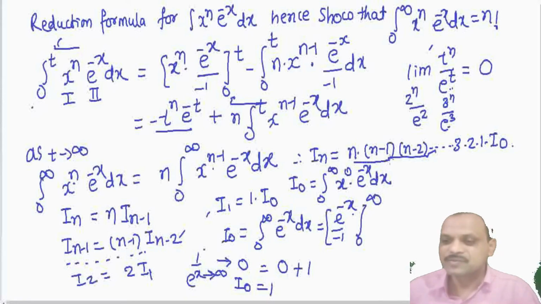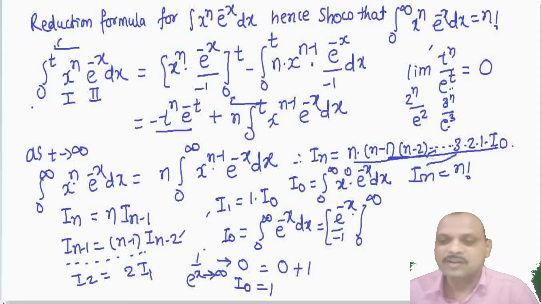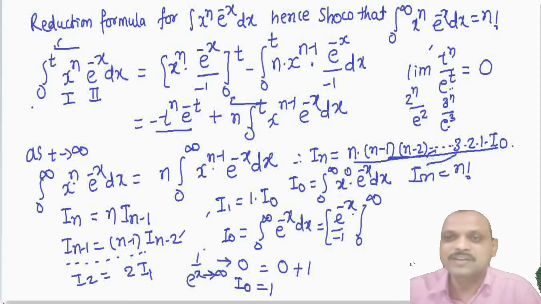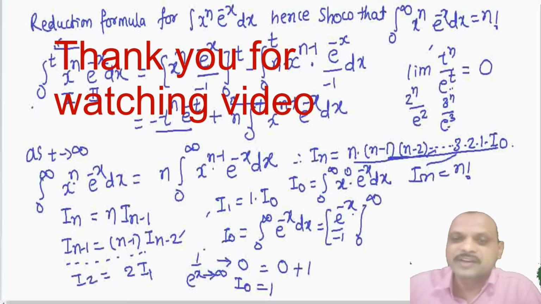So I0 is equal to 1 and I n is equal to what? n into n minus 1, n minus 2, n minus 3 up to 1. So I n is nothing but n factorial. Okay, so integration 0 to infinity x raised to n into e raised to minus x into dx is equal to n factorial. So friends, likewise you can take more examples and find the reduction formula for various functions.